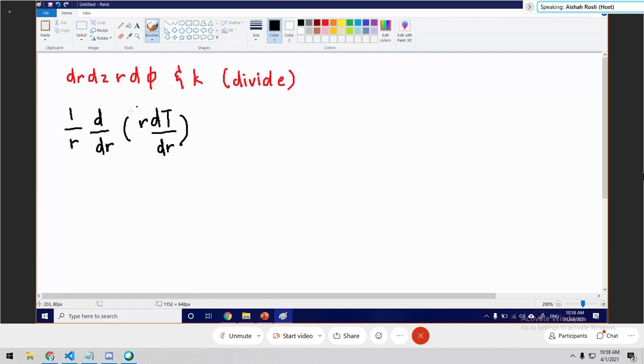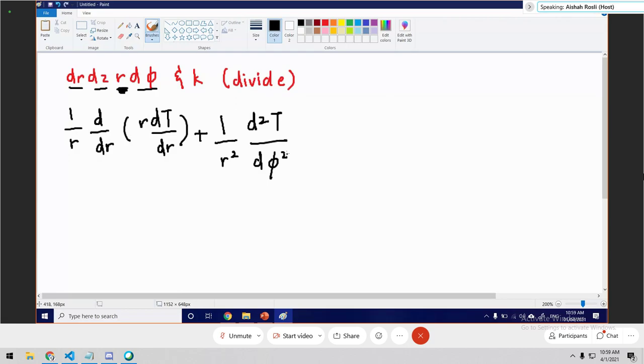Previously we have r inside. If you remember, we have kr for the r direction, so we leave the r inside. When we divide this, we can cancel this and this, but there is no r for the r direction, so we will have 1 over r. So plus 1 over r squared d squared T over d phi squared.